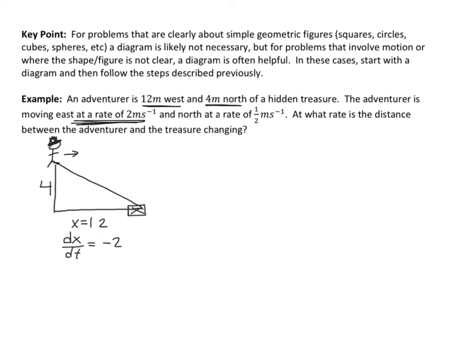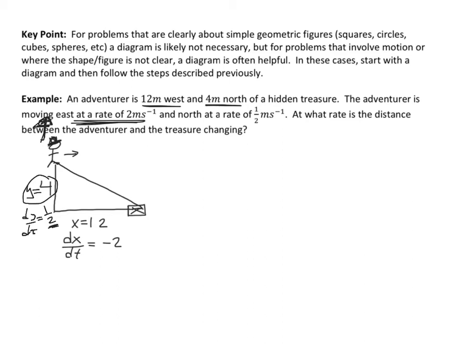Okay. Now, it also says that the adventurer is moving north. Okay, so they're moving north. So if I'm going to call this y, that y is 4, what would we say that dy/dt is? And we would say that dy/dt is 1/2. And again, why is it positive 1/2? Not because it's up and up means positive, but because as the adventurer moves north, this quantity is increasing. And so because of that, it's going to be changing positively.